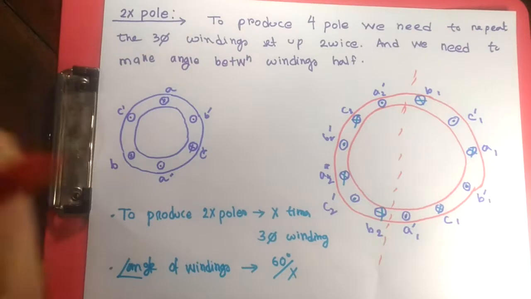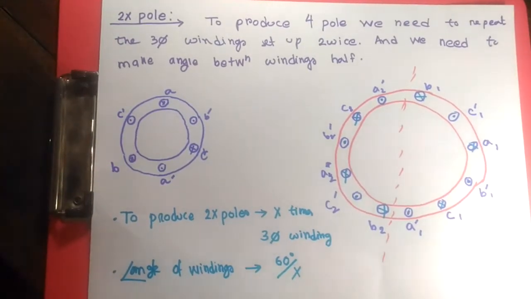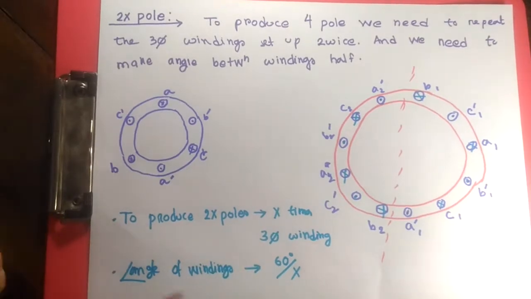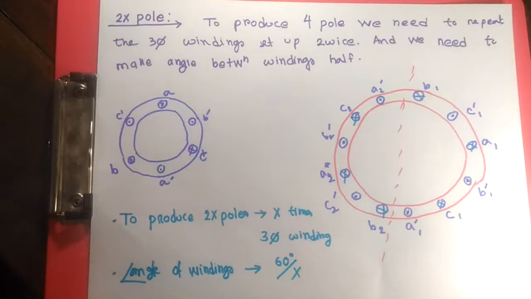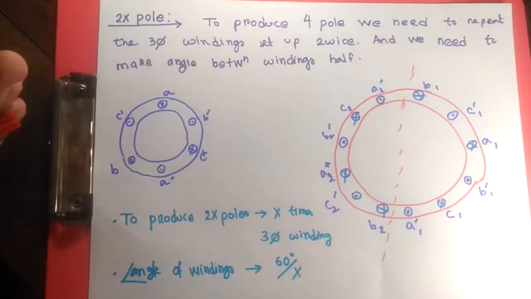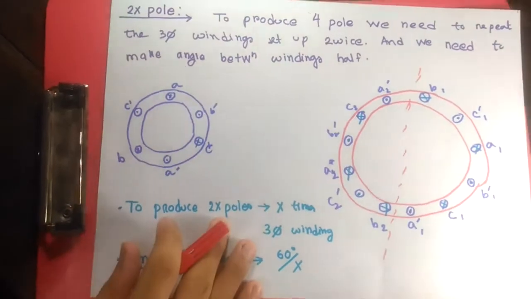We're going to see how it produces four poles later on. So the ultimate working rule is that to produce 2x poles, we need x times the three-phase windings, and that obviously means that the angle between two adjacent windings is going to become 60 degrees divided by x. Alright.